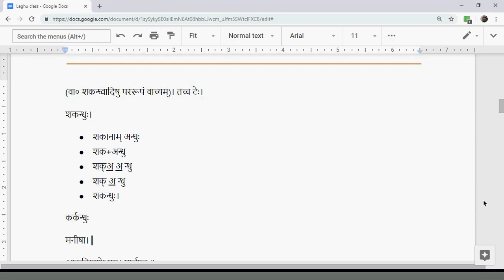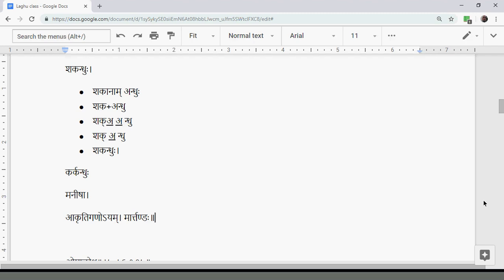What are the other words there? Karkandu, Manisha, Martandaha, all these are words there. Karkandu also same: Karkanam Anduhu, Karkandu. So Karkanam is a Raja Visheshanam, Raja Visheshanam Anduhu, Kupaha, Karkandu. Similarly here also Karka and Andu. Instead of Savarna Dirgha Sandhi, you get a Pararupa Sandhi.